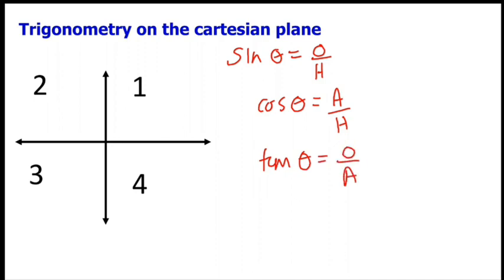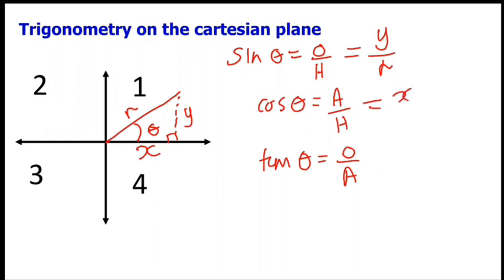Now on a Cartesian plane, we can still determine the ratio of these angles, but it changes a little bit. Suppose I draw a line like that, and I make that angle theta, then I make a right angle triangle. This length here is x, that length there is y, and the hypotenuse of that right angle triangle will be r. So using theta as the reference angle, the sine of theta becomes y over r, the cos of theta becomes x over r, and the tan of theta becomes y over x.